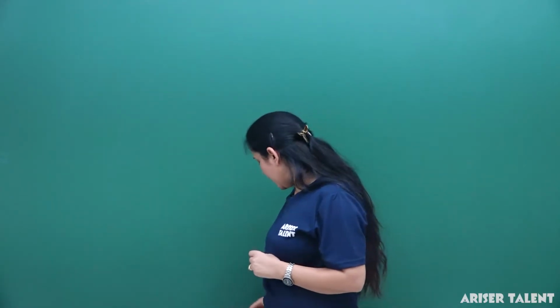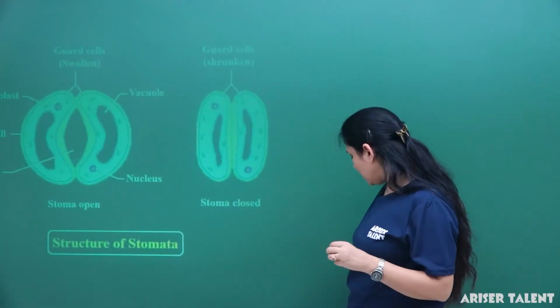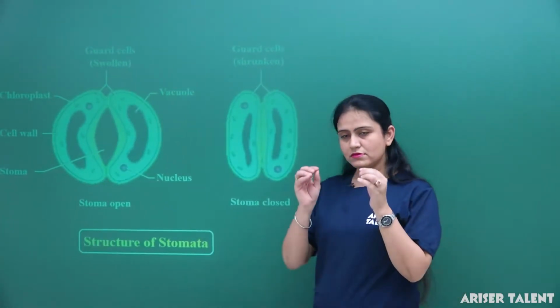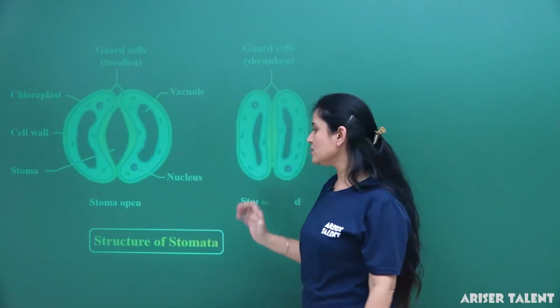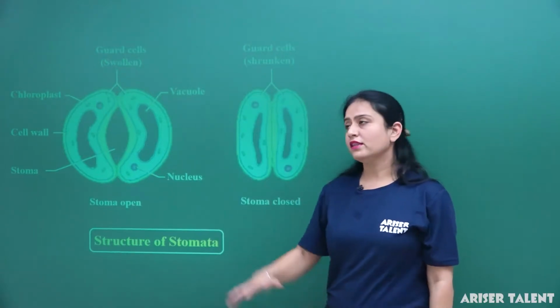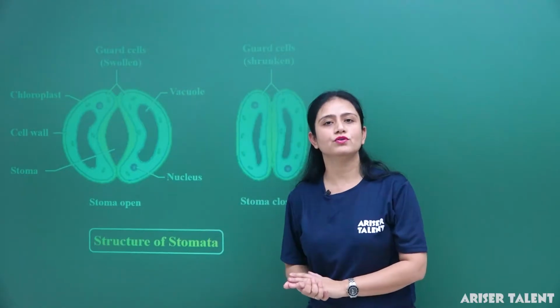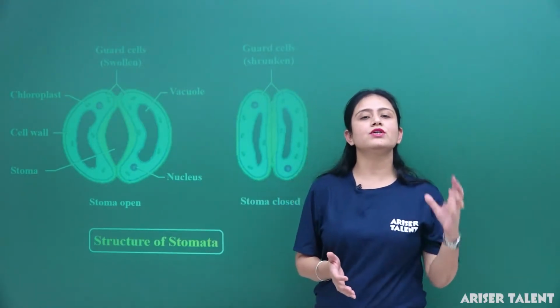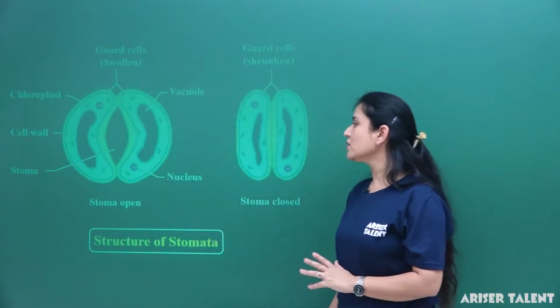Now, I am going to teach you about the stomata. As I told you, green leaves help in the process of photosynthesis. So, do you know there are some tiny pores present on the lower side of the leaf? These pores are known as stomata. These stomata play an important role in the process of photosynthesis as well as transpiration. Now, let me explain the structure of stomata.